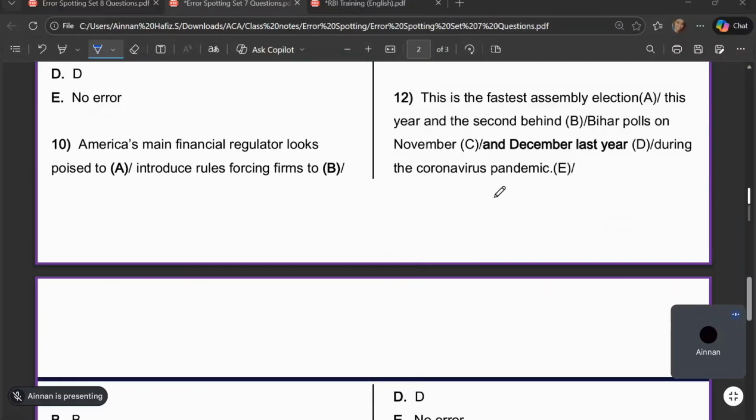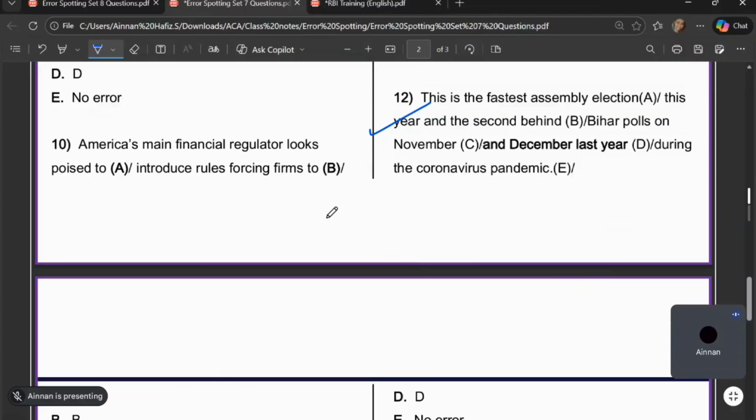Are you talking about IT or IS? Ma'am, ITS, it's. Okay. Yes, it is. This is the fastest assembly election this year, and there are two cases. It can either be "and is the second behind," or "and it is the second behind." It can either be it is or it's, or only is. Okay. So the error is in B.